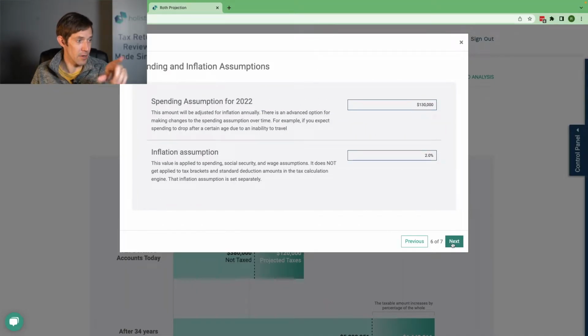All right, moving on. Oh, there it is, inflation assumption. So it's important to note that this inflation assumption applies to the stuff that's within the Roth conversion report only. It does not apply to how we inflate tax brackets and standard deductions, things like that on the tax side. Right now, that's a setting that's hard-coded. Possibly by the time you see this video, we're going to open that up, so that'll be a setting in and of itself. So just so you know, like it says right here, spending, Social Security, and wages, it does not get applied to brackets and standard deductions. Again, that's elsewhere.